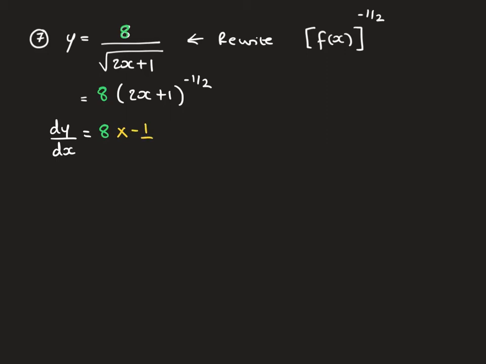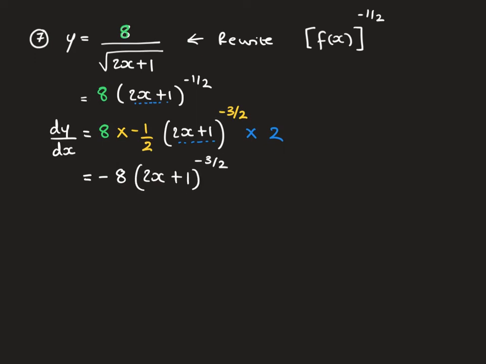Let's multiply by the power of negative a half. Let's reduce the power by 1, so that becomes negative 3 over 2, negative 1.5. Some people like to write that, but it's much better to use top-heavy fractions rather than mixed numbers. Multiply by the derivative of the innermost function, which is 2, and then simply simplify your answer. So it becomes negative 8, 2x plus 1 to the power of negative 3 over 2, and we are finished.